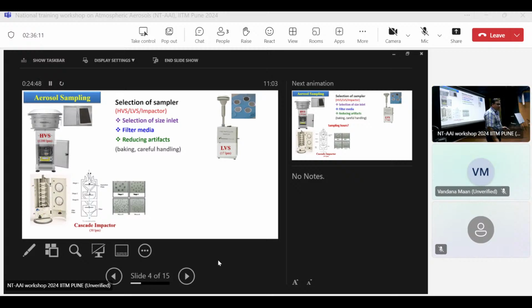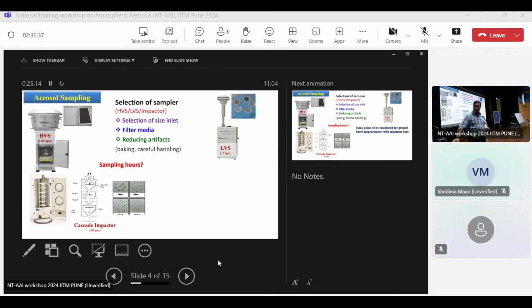Okay. Now, if we match it with the previous slide, we know the composition will be different. Composition will be the same for this and this, depending on PM10 or PM2.5. For this, it will be different for different stages, because we are collecting different types of aerosol on different stages.